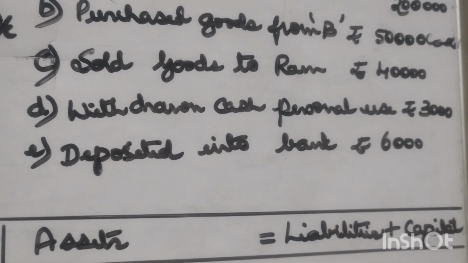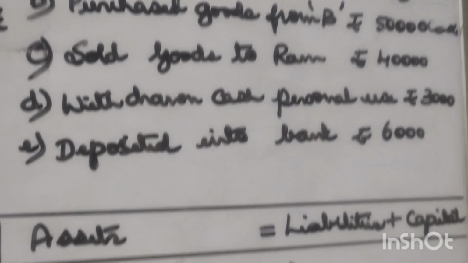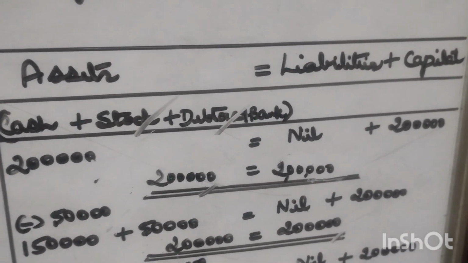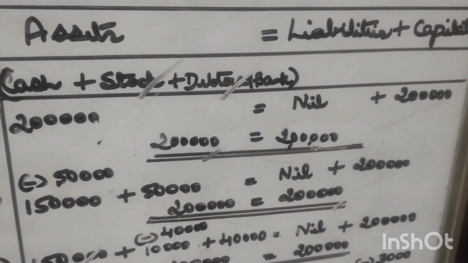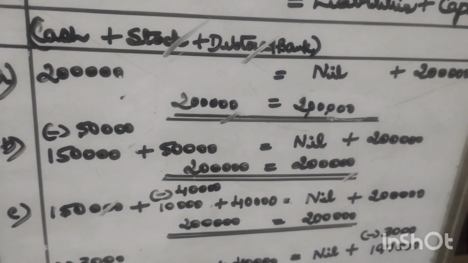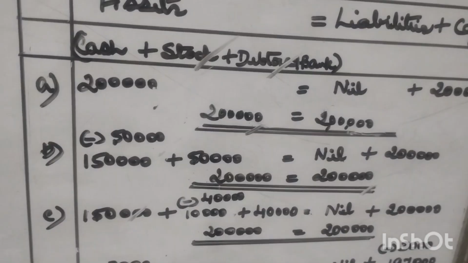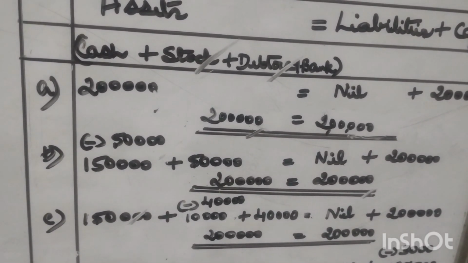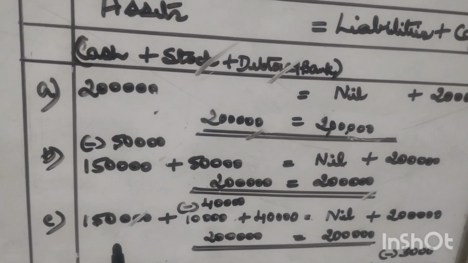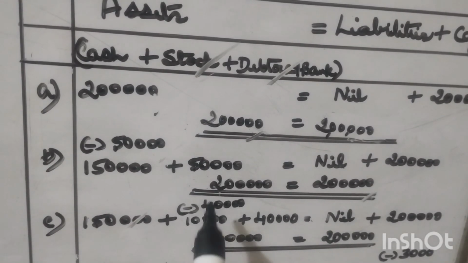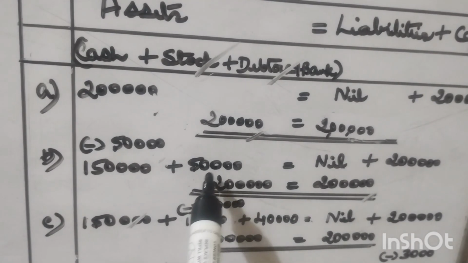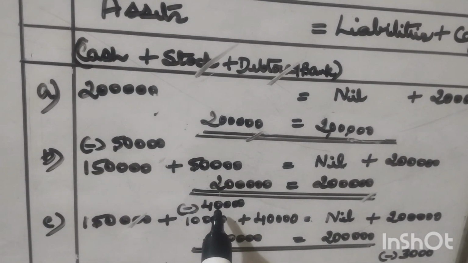Third transaction, sold goods to Ram for 40,000. Ram is the customer to whom the firm has made a credit sale. These transactions are based on the previous transaction. So now the present cash balance is 1,50,000. Goods are sold out of the stock. So present value of stock is 50,000. Out of the stock, 40,000 goods are being sold. So 40,000 has to be deducted. Now the present value of stock will be 10,000.